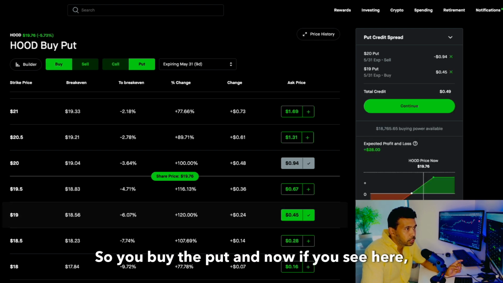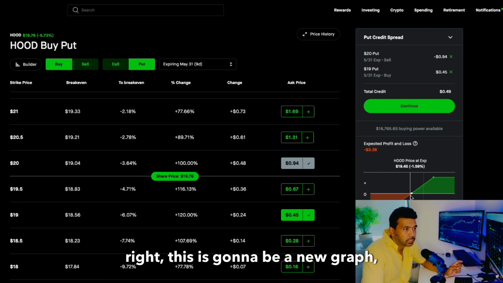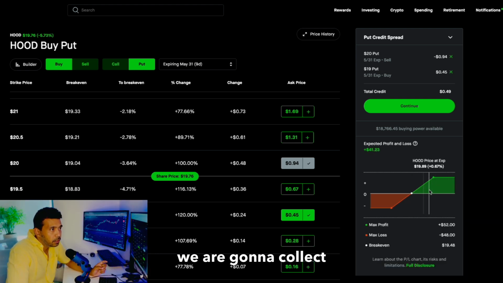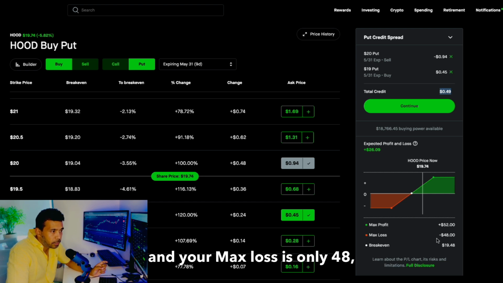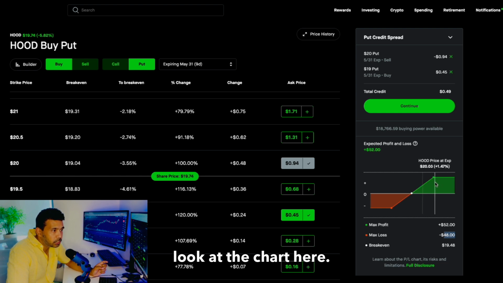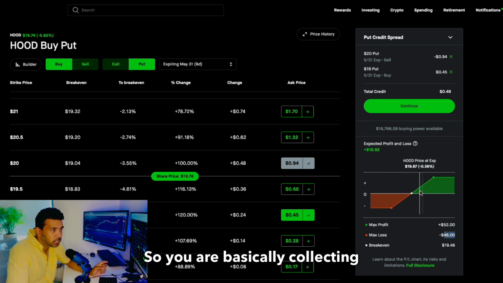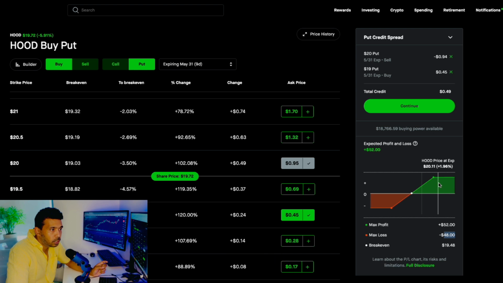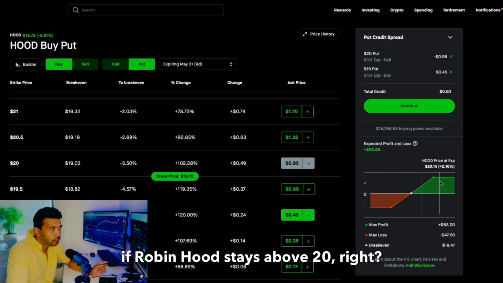So you buy the put, and now if you see here, this is going to be your new graph. We are going to collect almost $50, and your max loss is only 48. So this is awesome, right, guys? Look at the chart here. You are basically collecting the whole $50 if Robinhood stays above 20.